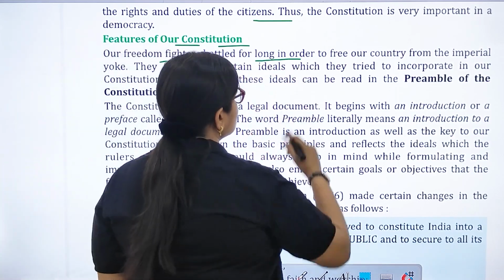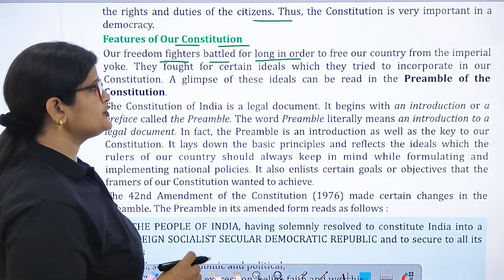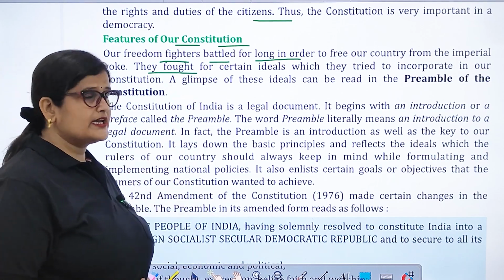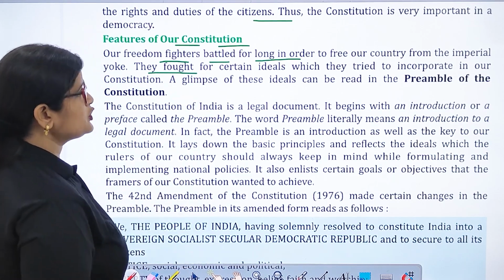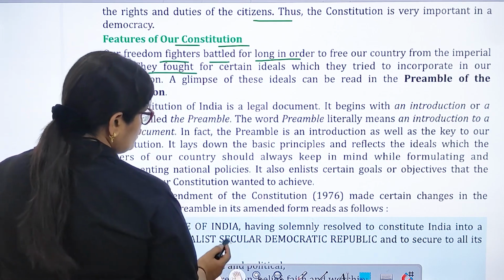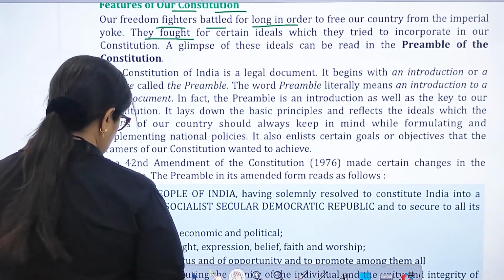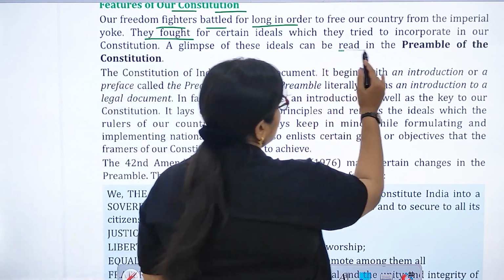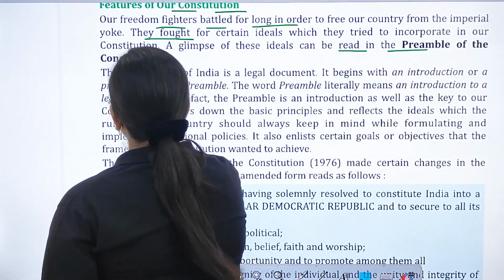Features of our constitution. Our freedom fighters battled for long in order to free our country from the imperial yoke. So they fought for certain ideals which they tried to incorporate in our constitution. तो जो हमारे फ्रीडम फाइटर हैं वो लड़े थे देश को आजाद कराने के लिए, है ना. A glimpse of these ideals can be read in the preamble of the constitution.